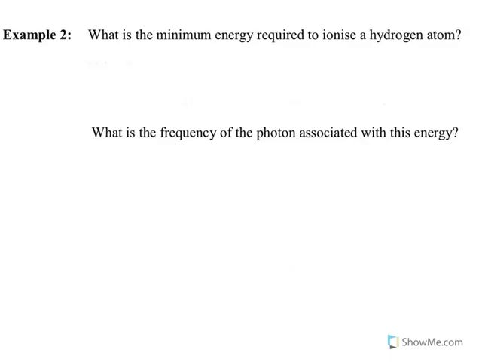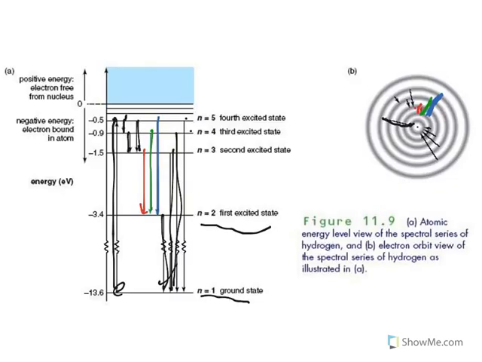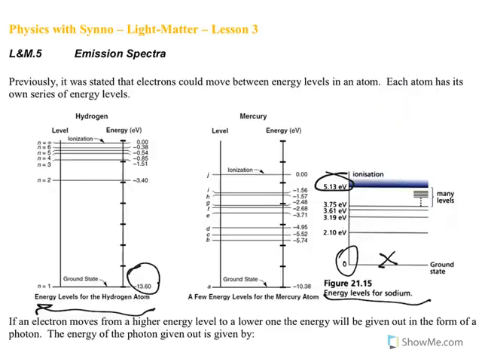Alright, next example. Example 2. What is the minimum energy required to ionize a hydrogen atom? Alright, I'm going to shoot back here to this page here. And let me just get rid of a couple of those squiggles there. So here's the hydrogen one. And it says to ionize. So if we're going to ionize, we've got to take the electron out from there out there.